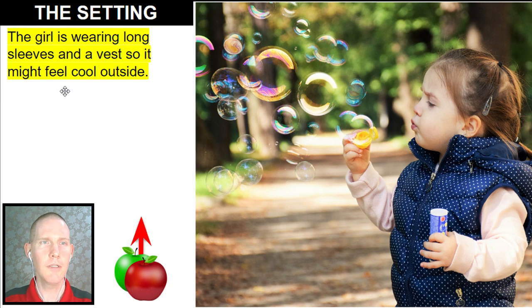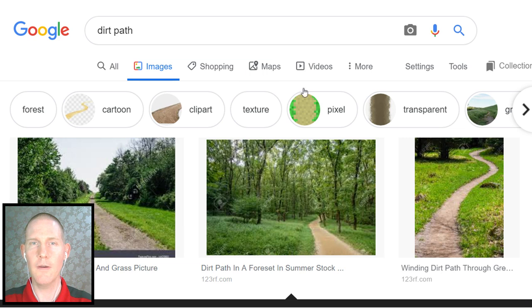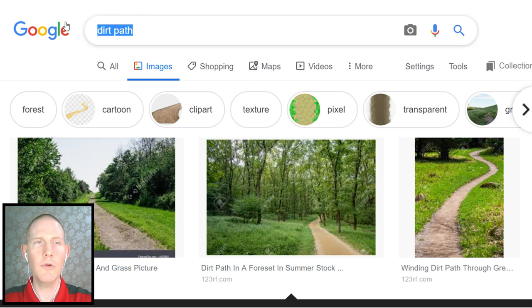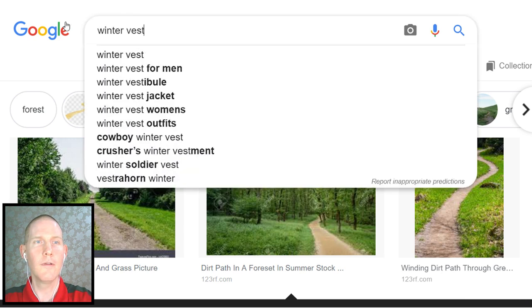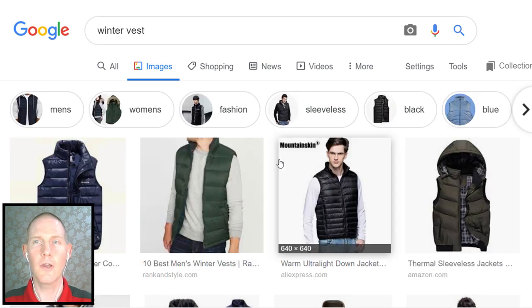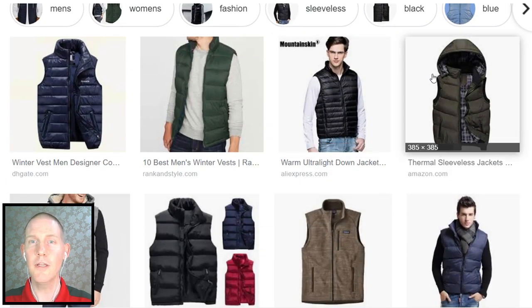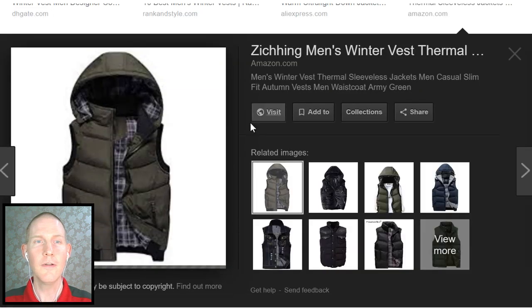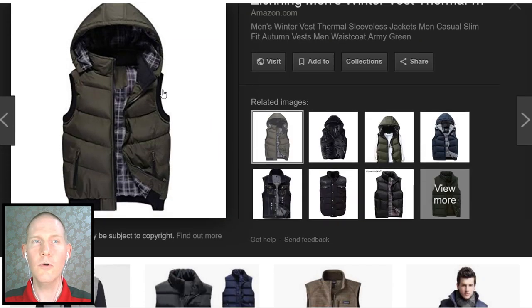Let's put in vest in the picture search so we can see different vests. Maybe we'll put a winter vest. See what happens. Okay, so this is a vest. There are no sleeves. Alright, so no sleeves on the vest, but it will keep the main part, the center part of your body warm. And especially if there's a hood.